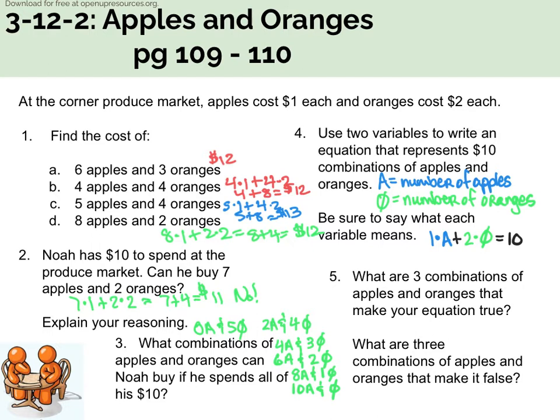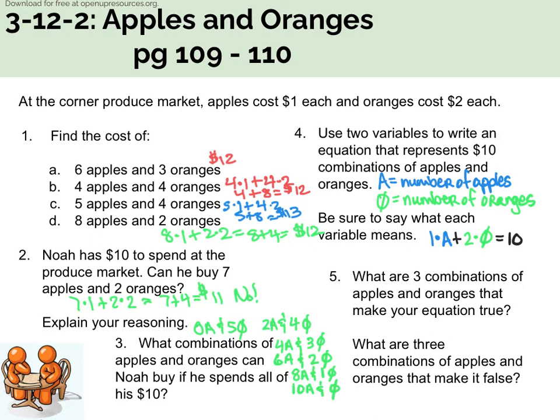So what are 3 combinations of apples and oranges that make your equation true? And then what are 3 combinations of apples and oranges that make it false? Go ahead and answer both of those together. I think they make a little bit of sense, and figure that out. So go ahead and pause and answer those questions. So let's go ahead and look at that. That is the answer to number 5.